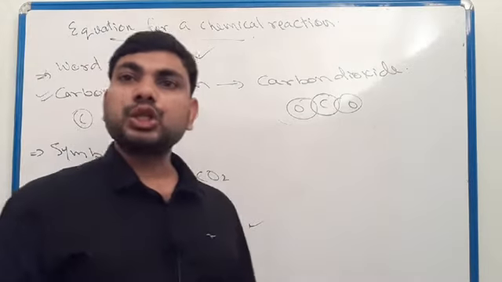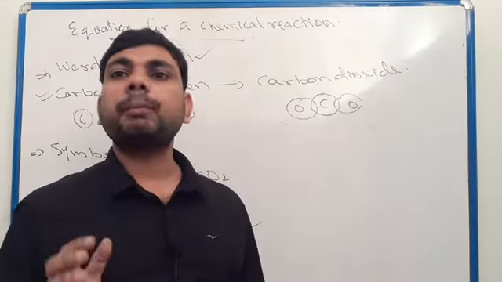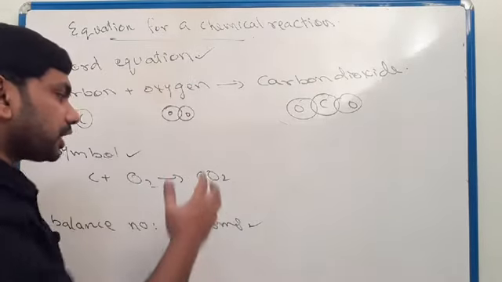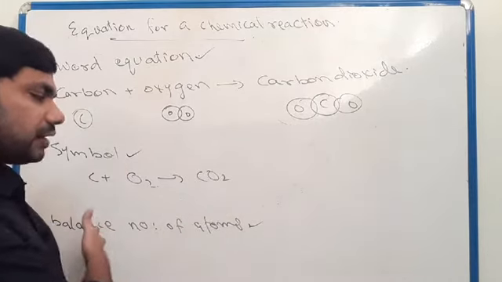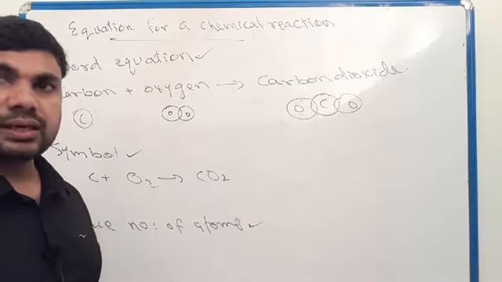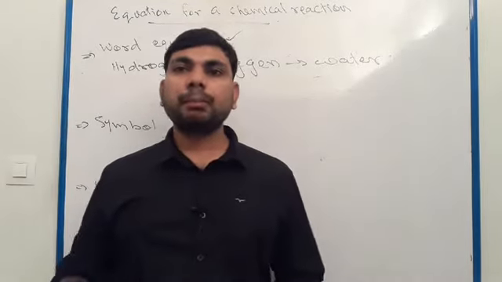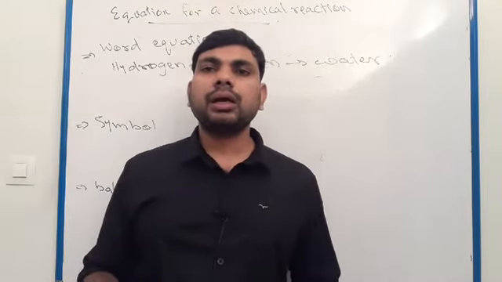Sometimes atoms are not balanced. You have to balance the number of atoms. Also remember, product is always on the right side, reactants always on the left side. Clear? Okay, here is balancing a chemical equation.